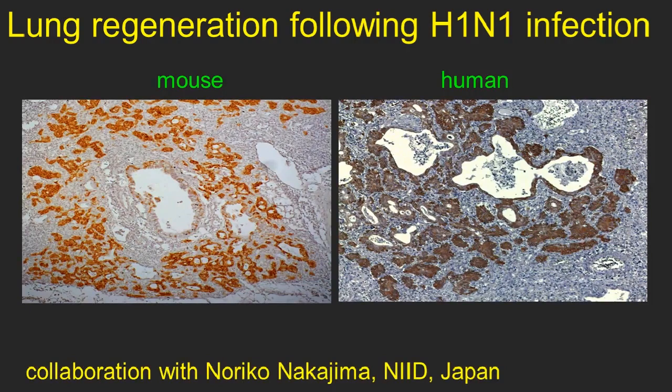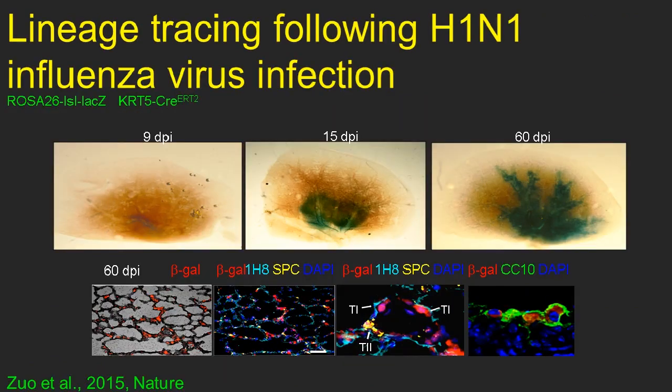And this, what we see in the mouse, is the same thing that's going on in human patients that have been infected with H1N1 influenza. And lineage tracing shows that these cells that really are there in minor levels expand and repopulate areas that have been damaged, and they assemble into alveoli.